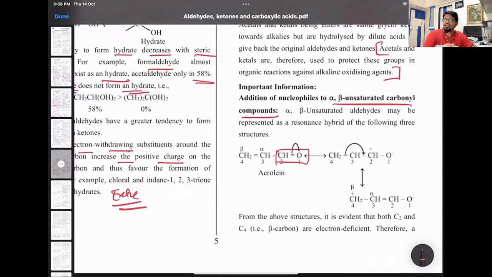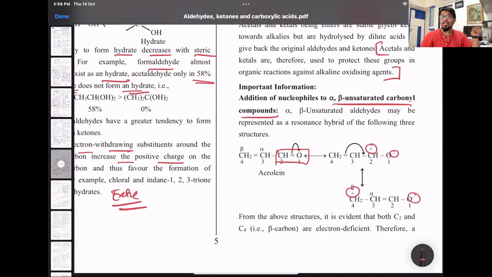In the resonating structures, if the oxygen pi charge goes, you will have the double bond going there. So oxygen develops a negative charge, and this carbon develops a positive charge. Then the double bond between 3 and 4 can shift, and the positive charge can come on this, and the negative charge will remain on 4. So that's the part what we see in alpha beta unsaturated aldehyde. This is a concept for you to understand.